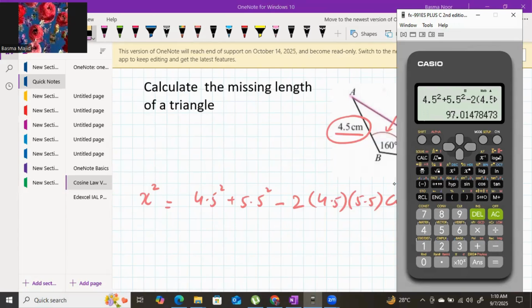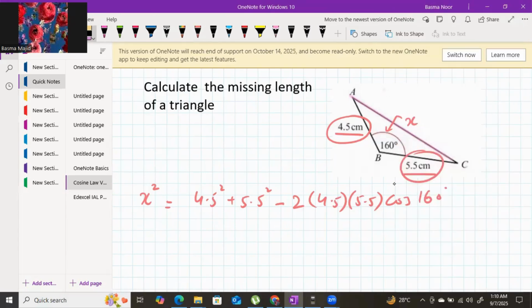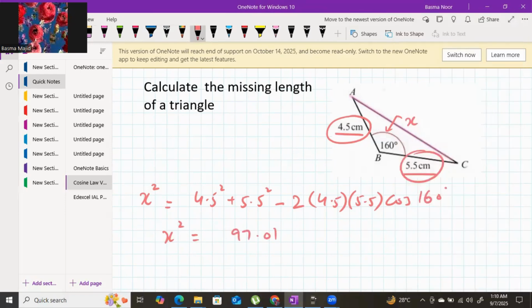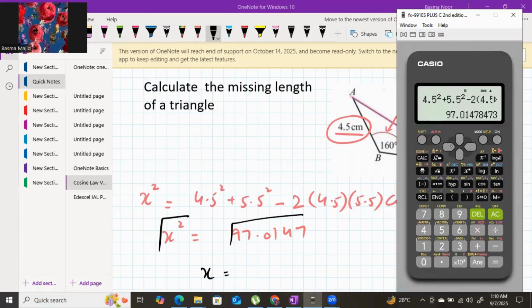Okay, so here you get the value for x squared, which is 97.0147. But you need the x, you don't need the square of x, so we will square root both sides. The value of x will come out to be, okay, here you don't have to write the answer again, so you can just put the square root of the answer. It will ultimately take the previous answer you got on the calculator, press equal, you got 9.849.